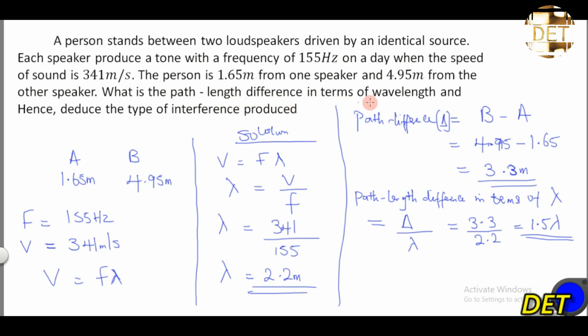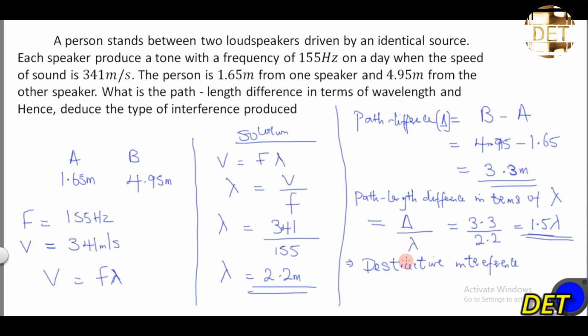This is the path length difference in terms of wavelength, right? So the next question is, hence deduce the type of interference. So the type of interference that is produced is a destructive interference. Why is it a destructive interference? It is a destructive interference because the path length difference in terms of wavelength is a fraction, 1.5. So this is a decimal, right? That is what makes it a destructive interference.